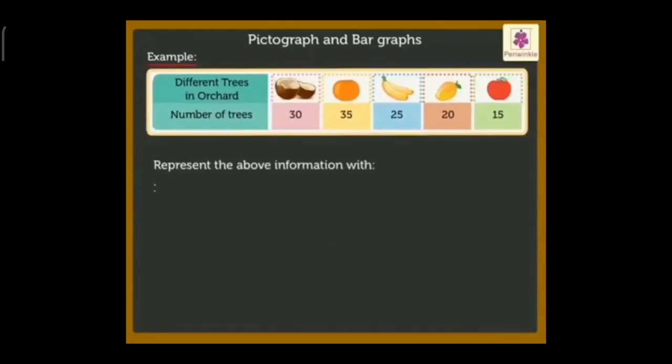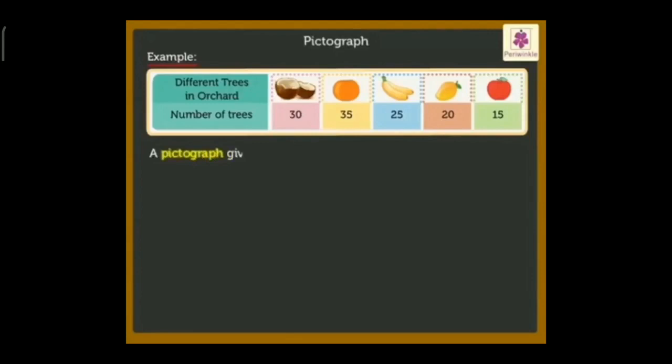Now we will represent the above information with, first, a pictograph, second, a vertical bar graph, and third, a horizontal bar graph. Horizontal bar graph is not given in your syllabus, so we will only study about vertical bar graph. Now we know that a pictograph gives information with pictures or symbols. So now let us represent this data.